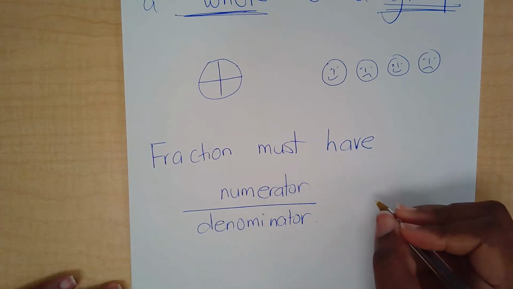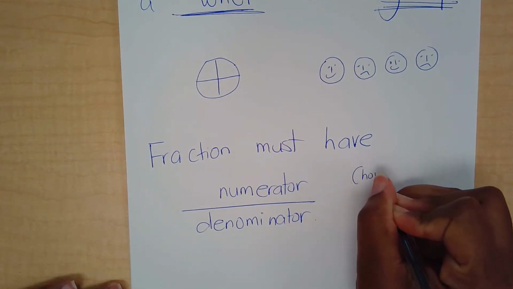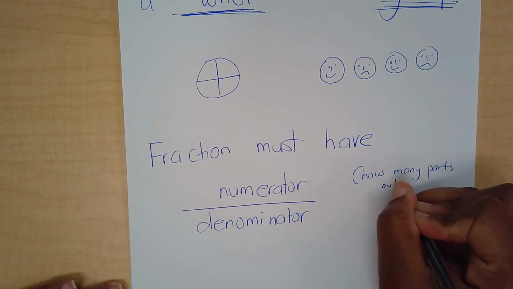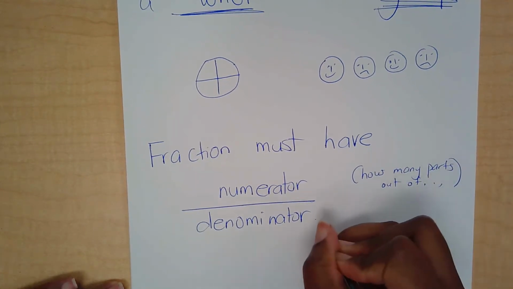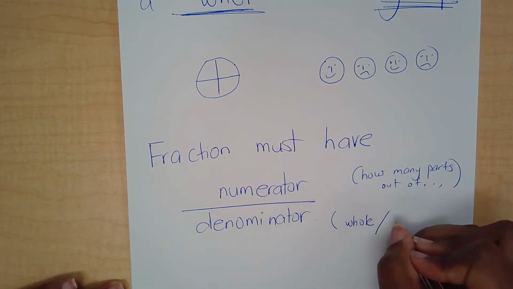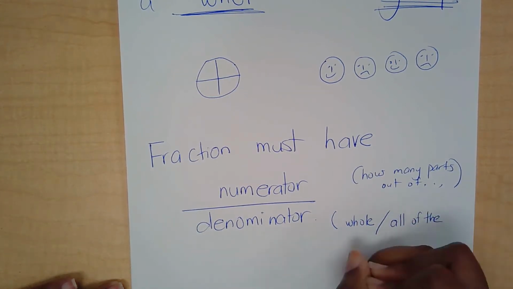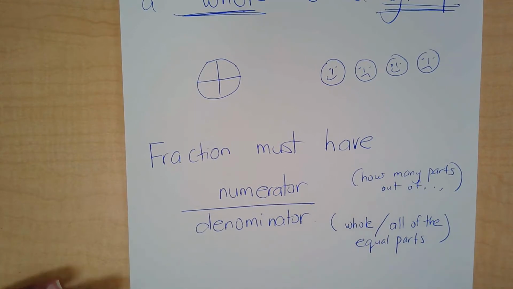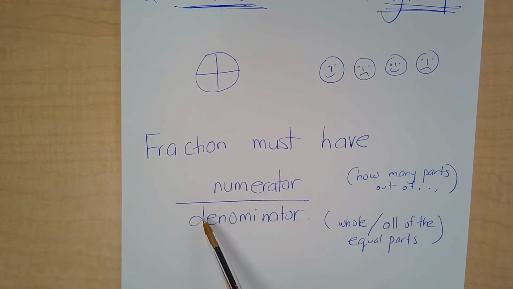And usually, the numerator tells how many parts out of, and the denominator tells us the whole. Or better yet, it tells us all of the equal parts. All of the equal parts. So, two very important things for us to understand. The numerator, which is the number on top, and the denominator, which is the number on the bottom. And sometimes I tell students, think down and denominator. The denominator will be down.